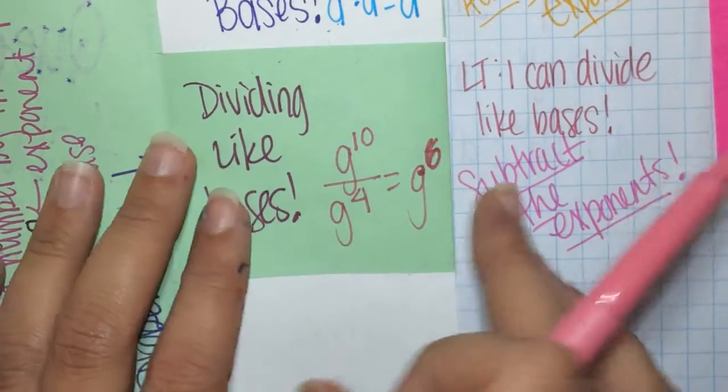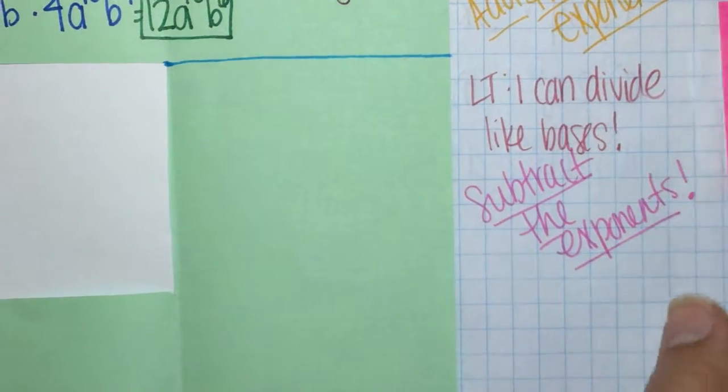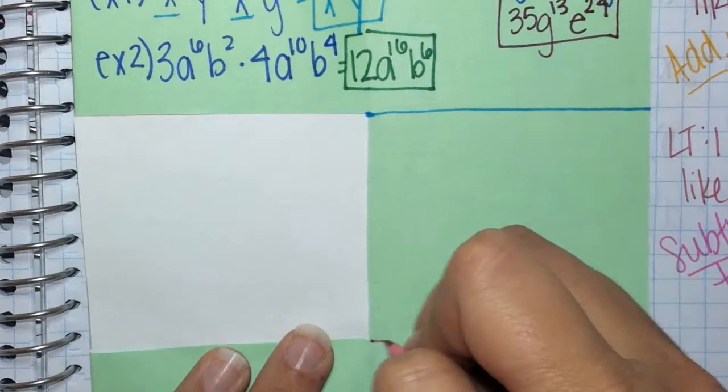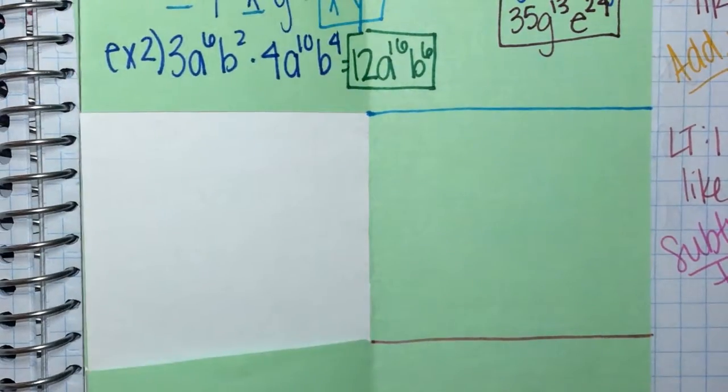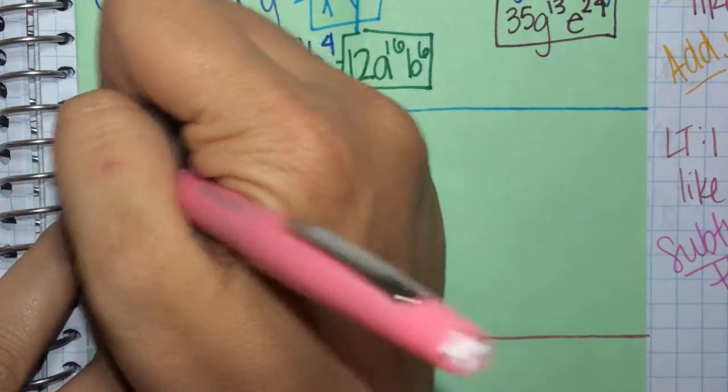Alright, so, again, let's go to this next page right here. Draw a line so we know where our examples for dividing stop. And let's write subtract the exponents.